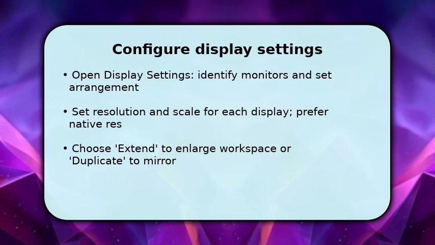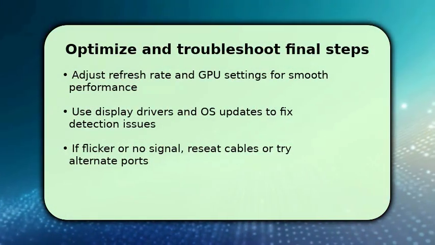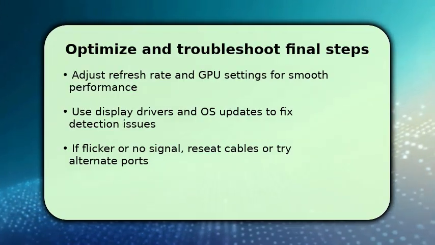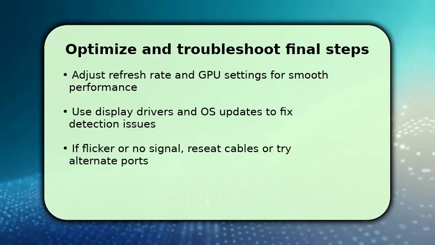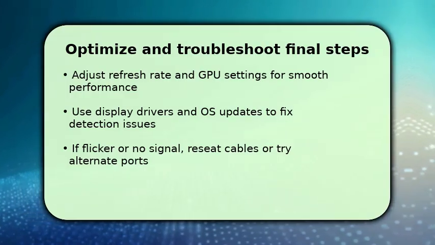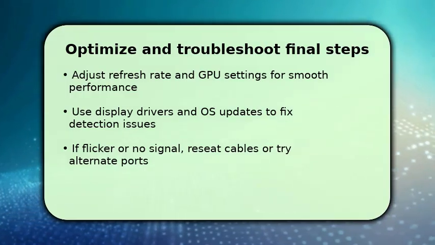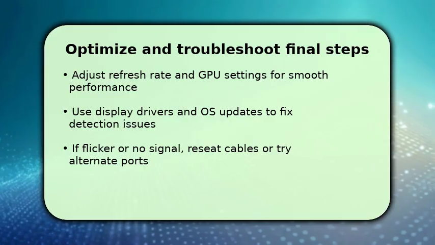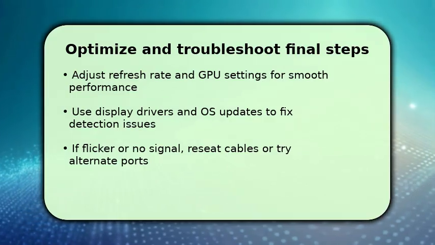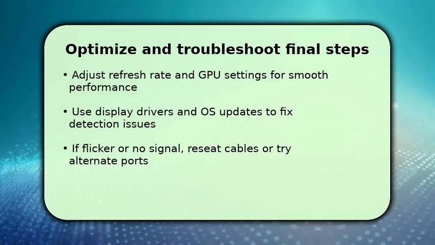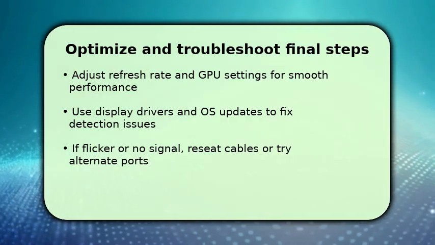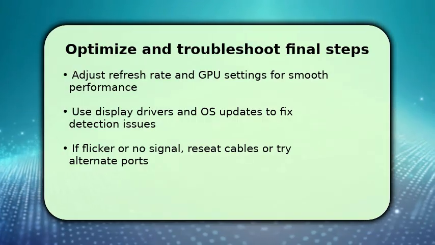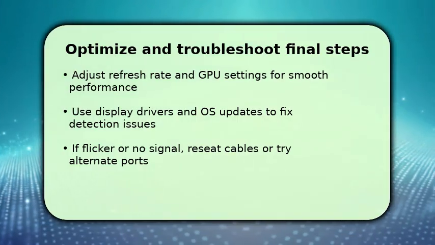Finish by optimizing performance and handling common faults so your enlarged screen stays usable. Open Advanced Display or GPU Control Panel to set refresh rate and color profiles for smoother visuals. Make sure graphics drivers and OS updates are current. Updated drivers often fix detection and scaling bugs. If the monitor shows no signal or flickers, recheck cables, try a different cable or port, and reboot both devices. If issues persist, test the monitor on another device to isolate.